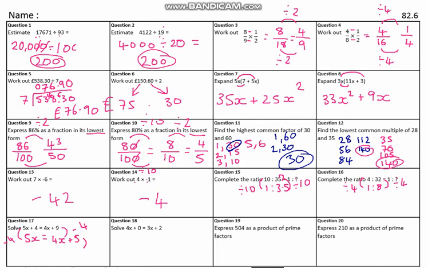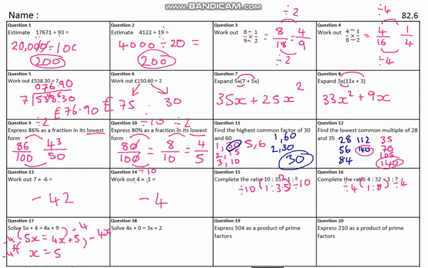Now, I don't want my x's on this side, do I? I want all my x's on this side. So I'm going to take away the 4x on this side and take away the 4x on this side, leaving me with just 1x and a 5. So that's nice and simple, because my answer is x equals 5.